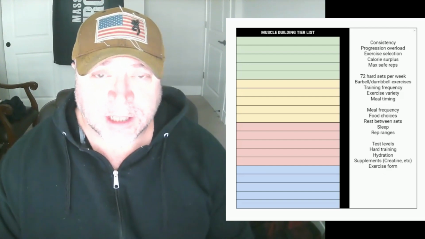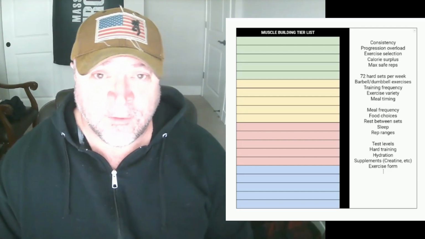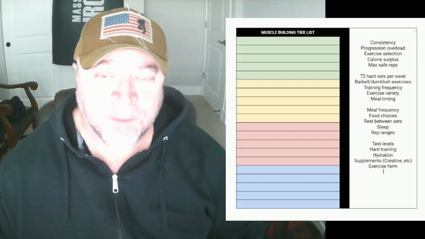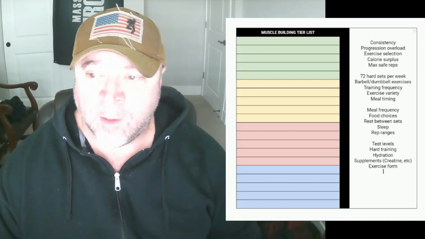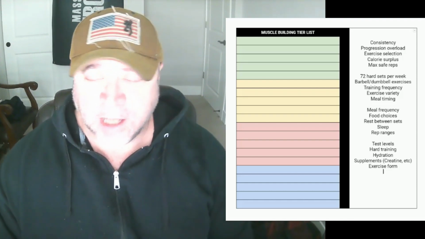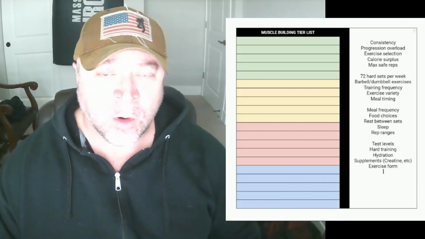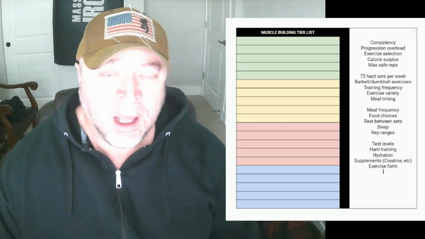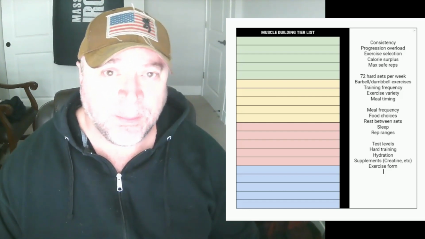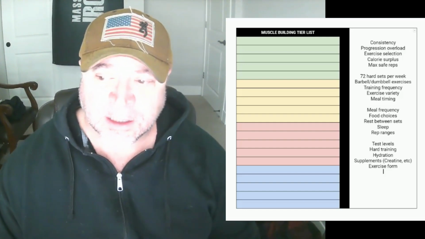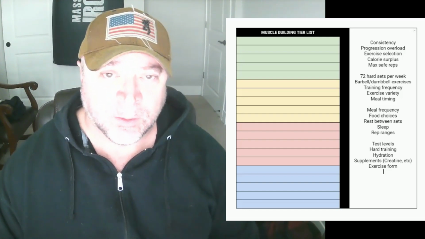All right, so I've been discussing tier lists a lot lately and finally getting around to do one. In this video, I got 20 different variables. They're on the right of my ganky little Google Docs, and I'm going to place them in order here live in this video based on what I think is the top tier and what I think is the bottom tier when it comes to muscle building.